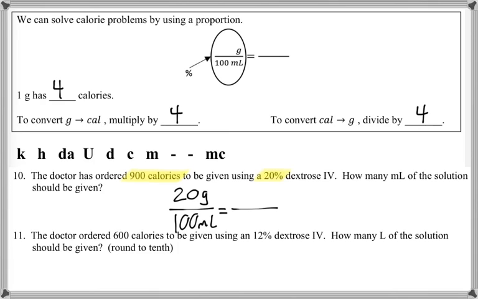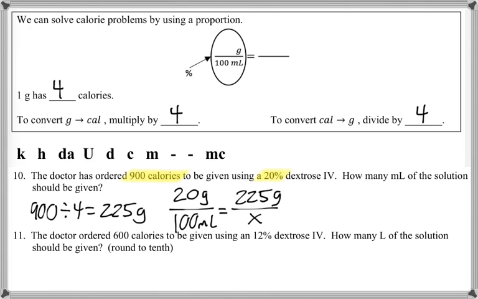Now, I can't put the 900 calories into my proportion because it doesn't match either of these. So I can convert it to grams though, and I do that by dividing by 4. So 900 divided by 4 is 225 grams. And then I can put that 225 grams into the proportion and then solve.